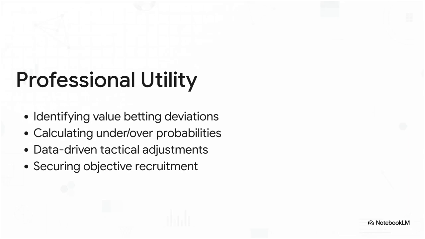For those professional data scouts and syndicates, just knowing who will win isn't enough. The Dynamo-26 model is built for identifying value betting deviations, literally finding the exact spots where true mathematical probability differs from the public market. It calculates highly granular under-over market probabilities. But even beyond betting, for professional clubs, this architecture facilitates completely objective, data-driven tactical adjustments and secures recruitment metrics that are totally free of any emotional scouting bias.